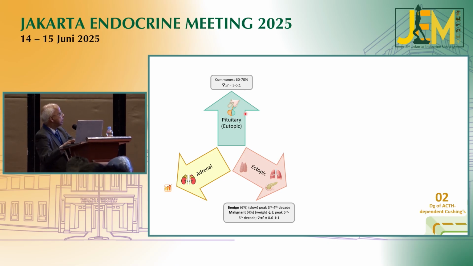Ectopic tumors can be slow growing and benign, or malignant and fast growing. And paradoxically, they may even have weight loss. You would never think of Cushing's. But they tend to be an older age group, commoner in males.